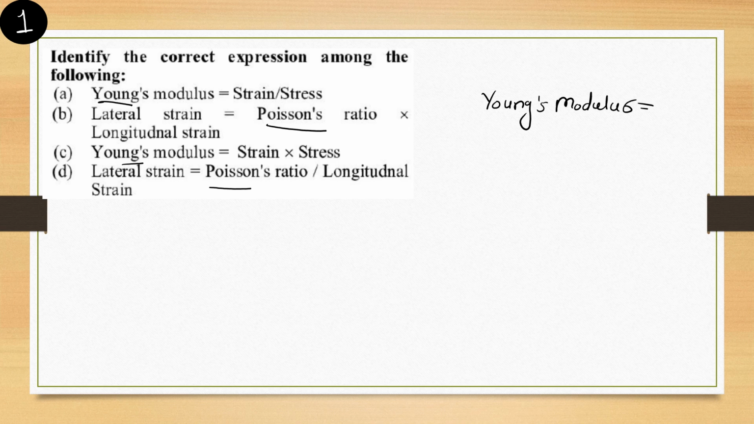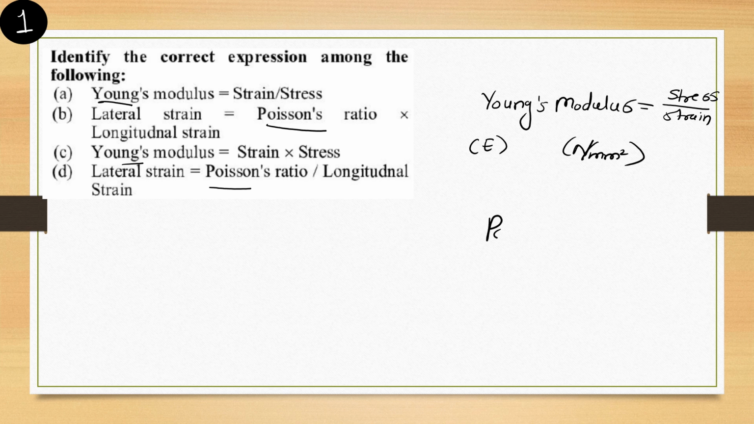There are three types of modulus, or elastic constants. First is the Young's modulus, which is known as modulus of elasticity, represented by E. Second one is bulk modulus, represented by K. And third one is modulus of rigidity or shear modulus. These are the three elastic constants. Young's modulus formula is stress by strain, and the unit is Newton per mm square.